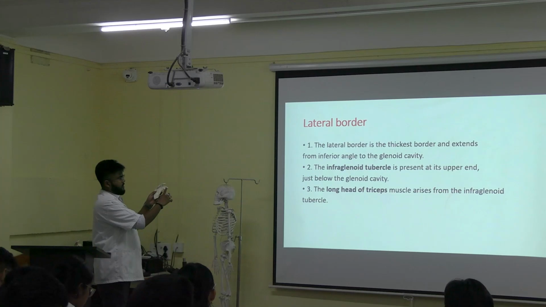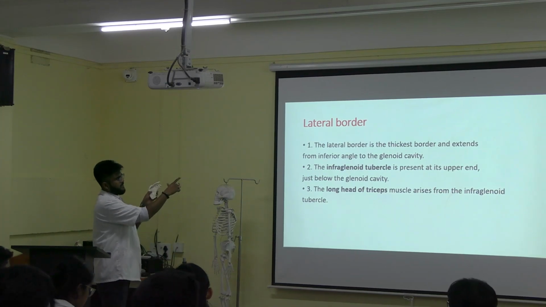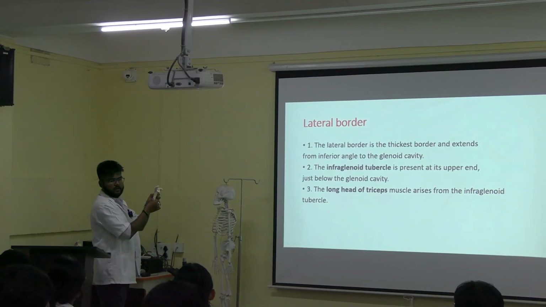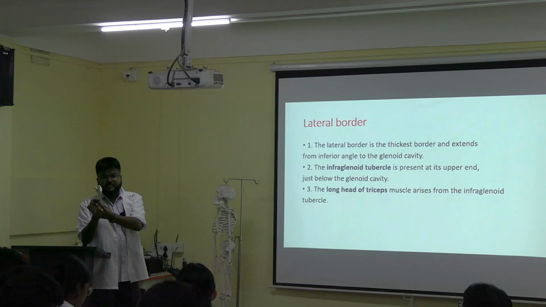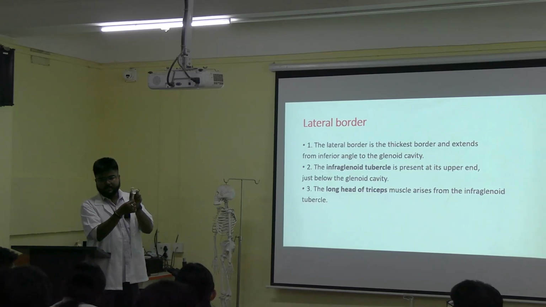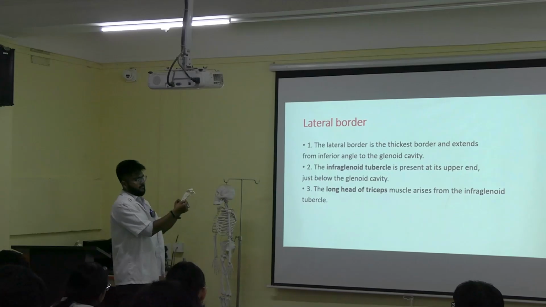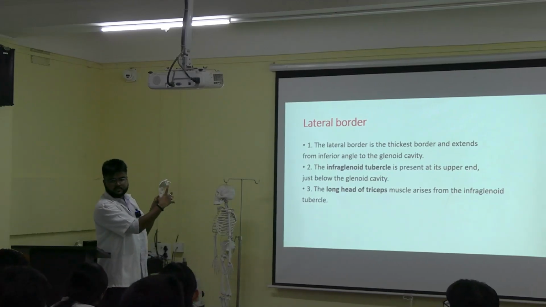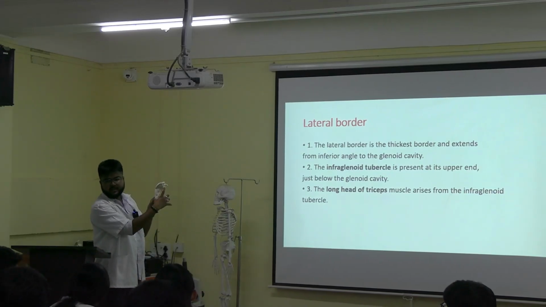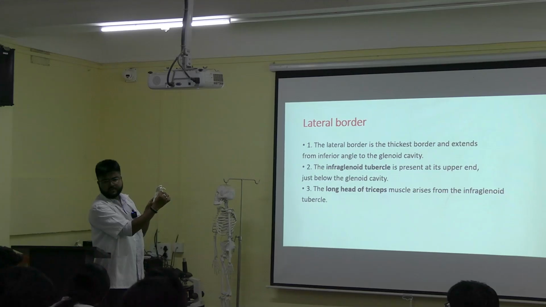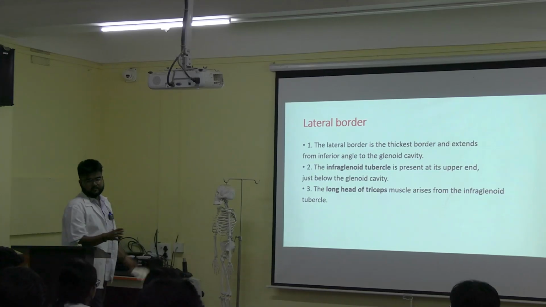So the lateral border, this is the lateral border. The lateral border is the thickest border. See, the medial border is thin as compared to the lateral border. This border is present between the inferior angle and your glenoid cavity.